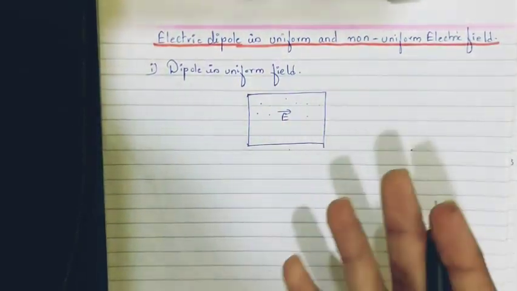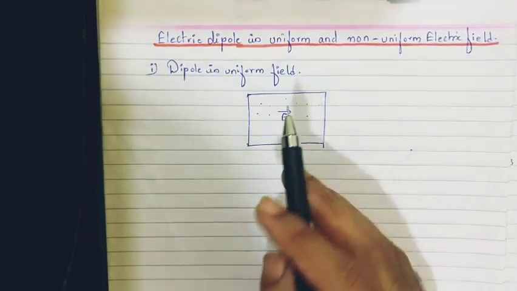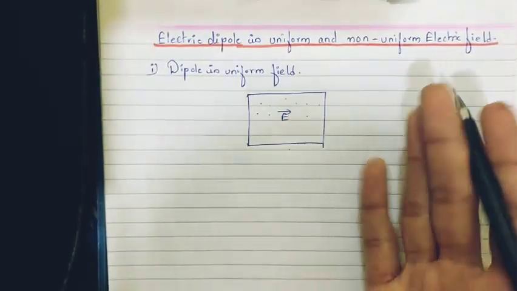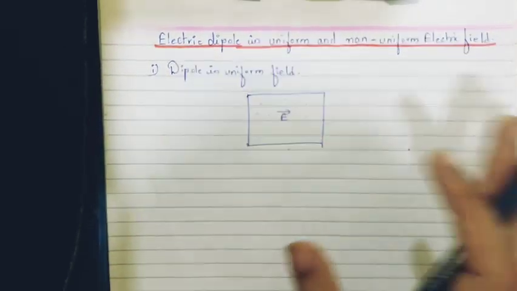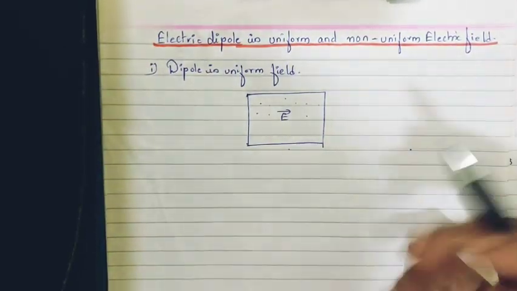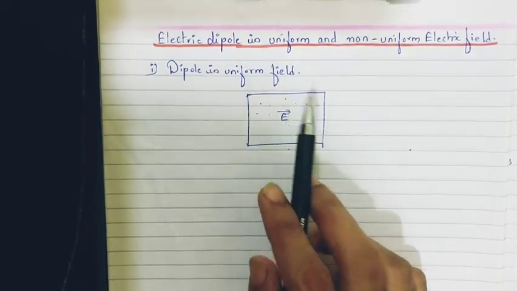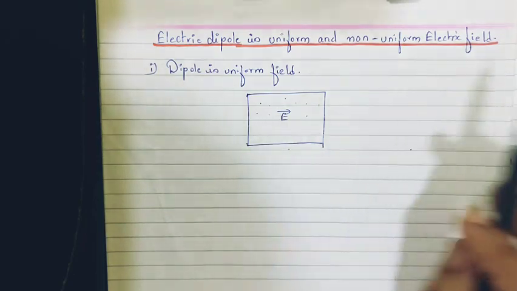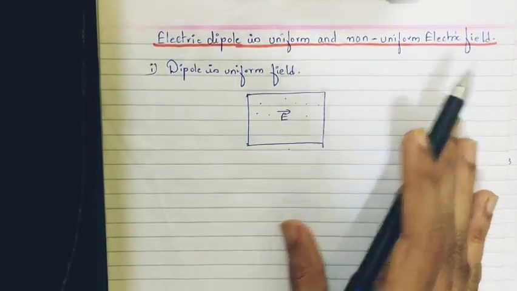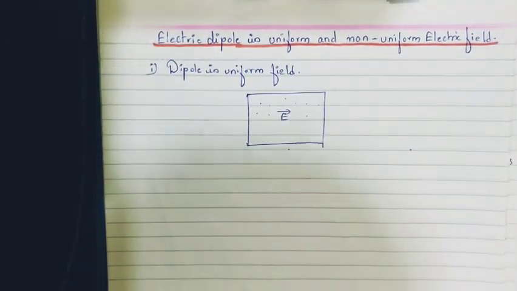And what will be a non-uniform electric field? Supposing either magnitude or direction is different. One of the things, that is magnitude or direction, has to be different, or both can be different. So if at every point it is different, then that field is called a non-uniform electric field. So this is the simple difference between a uniform electric field and a non-uniform electric field.